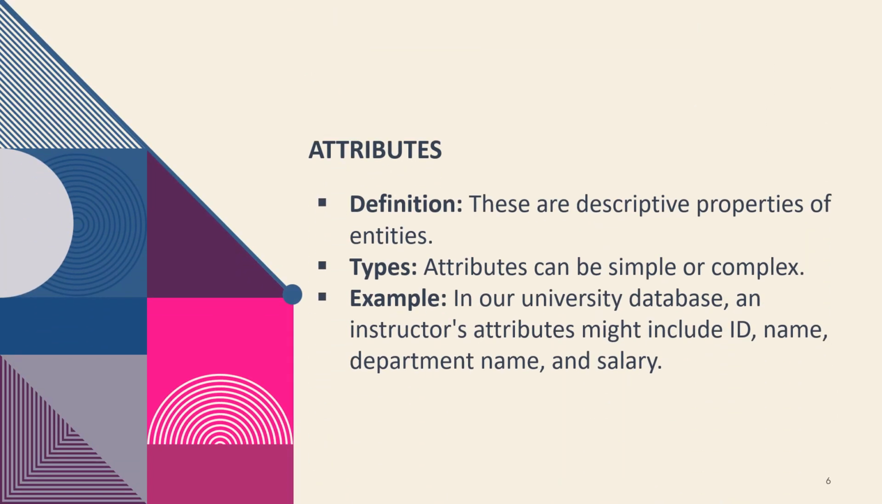Let's talk about attributes. These are the descriptive properties of entities. Think of them as the specific details that give an identity to each entity in a database. Attributes can be simple, like a name or an ID, or complex, encompassing a range of information. In a university database, for instance, an instructor's attributes would include their ID, name, and salary, each a critical piece of data that defines who they are within the system.